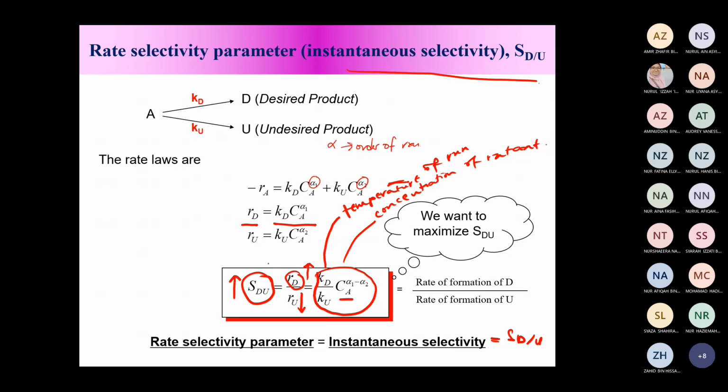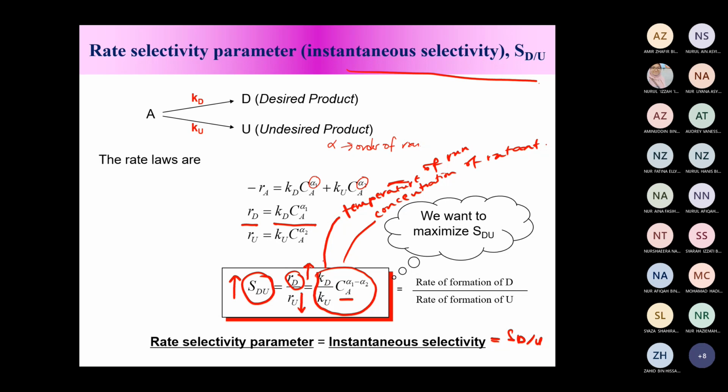So from here we want to maximize SDU. Remember we want a selectivity with maximum D but minimum U. That means you need RD high and RU low, then you get a high value of S. But if you reverse it, with RD low and RU high, S will be low. So we want the high one.